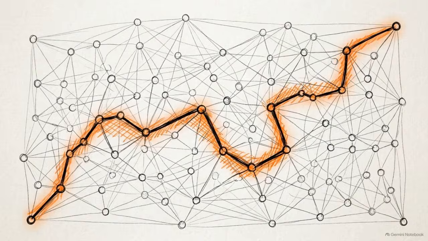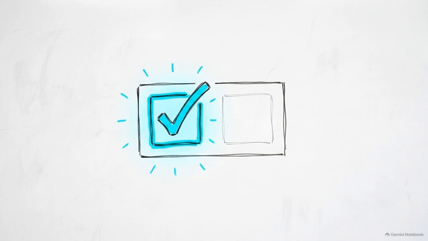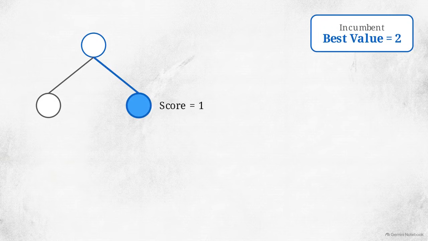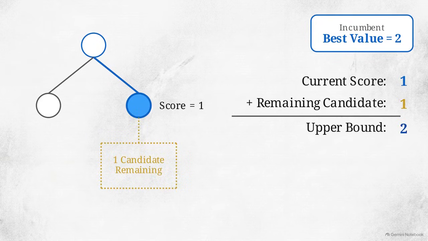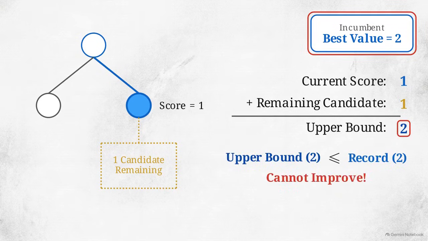As the search tree grows, we need a way to ignore branches that can't possibly improve our score. Imagine we are on a branch where we have only taken one set, and only one candidate remains. We calculate an upper bound for this branch. Adding the one remaining candidate to our current score of 1, the maximum possible value is 2. Since our current record is already 2, this branch cannot improve our solution. We immediately prune this branch.